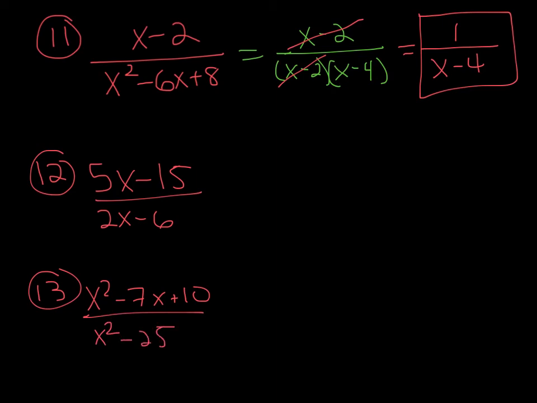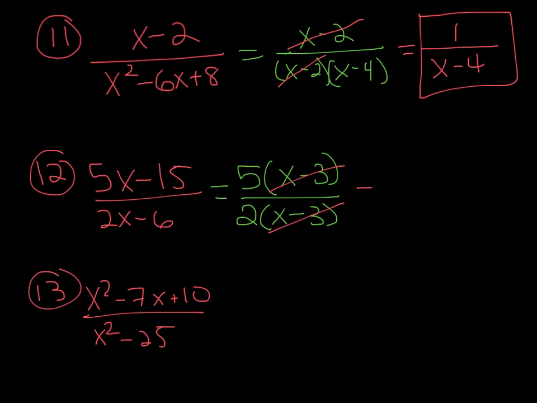So for number 12, you are going to get 5 times the quantity x minus 3. You factor out your GCF. In the denominator, our GCF is 2. You get 2 times the quantity x minus 3. x minus 3 and x minus 3 will cancel. That gives us 5 over 2.